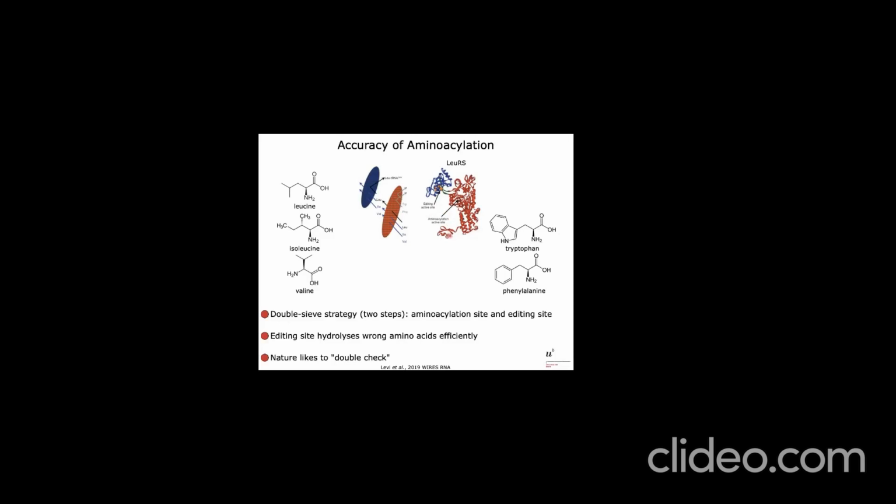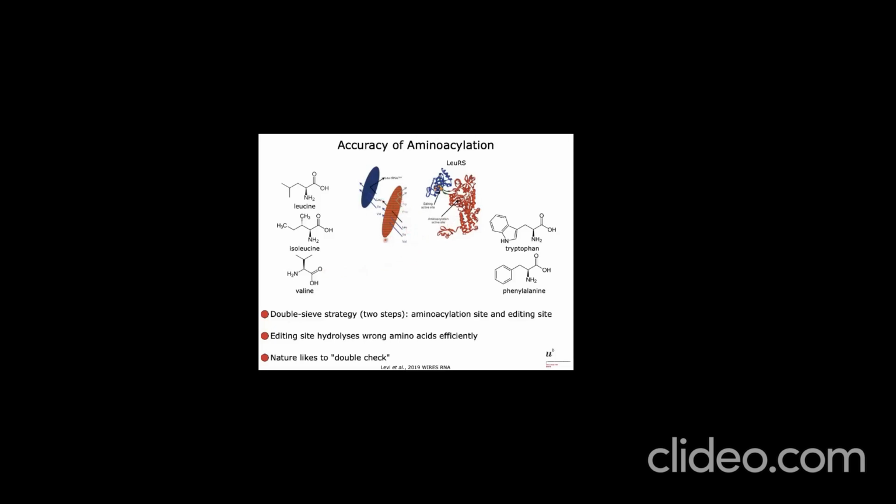And the way it works, as shown here in this schematic, is that the bulky amino acids, like in this case tryptophan and phenylalanine, simply don't fit into the active site of the synthetase. However, smaller amino acids will all fit in. So practically, the synthetase will charge the leucine tRNA not only with leucine, but it will also accept isoleucine and valine, which would lead to a mischarged tRNA.